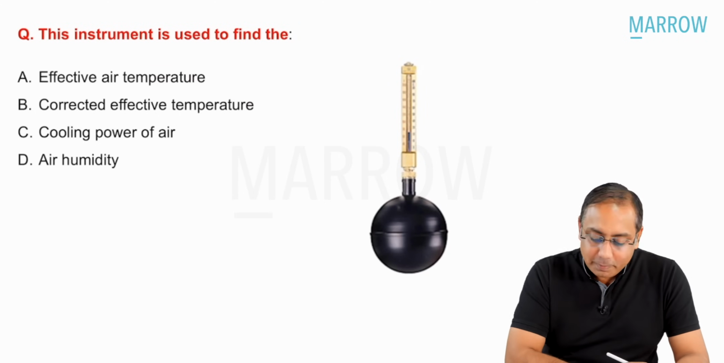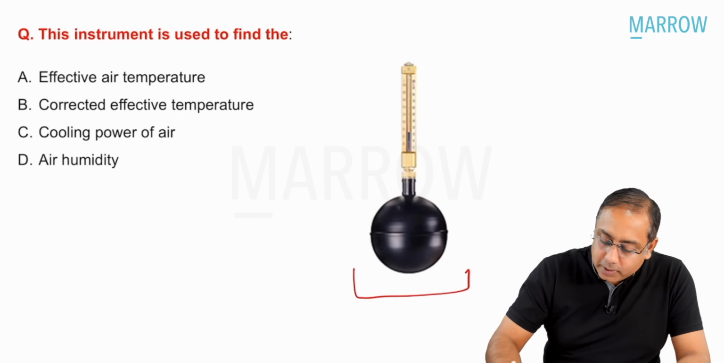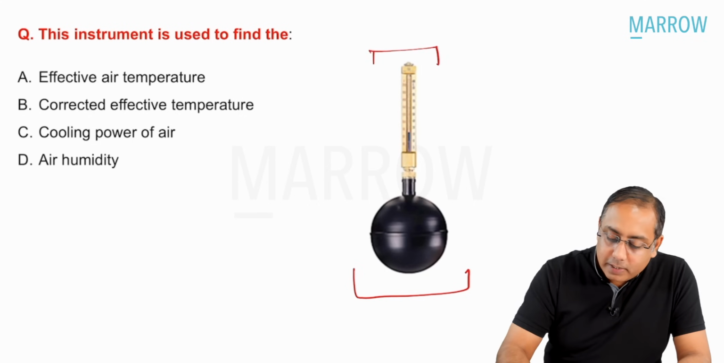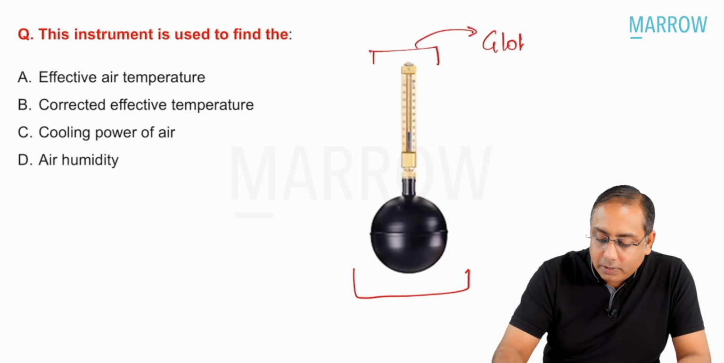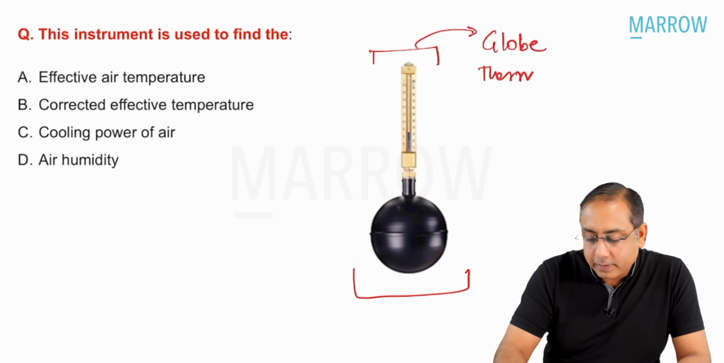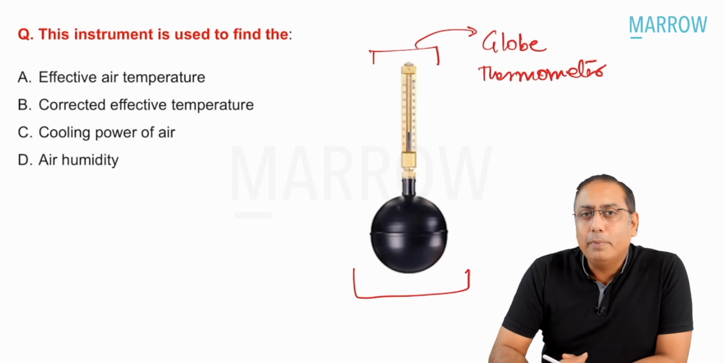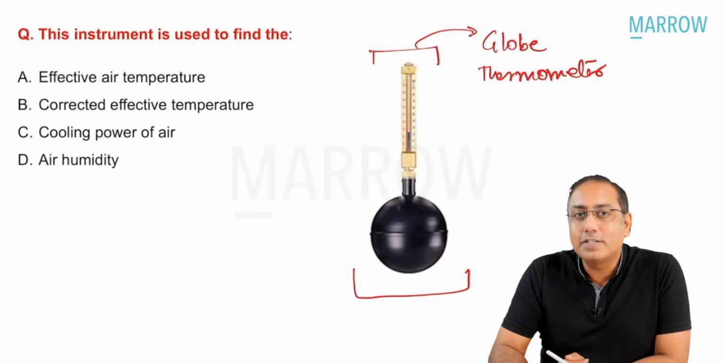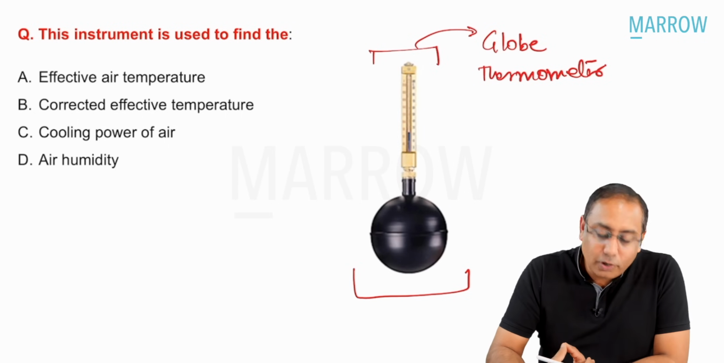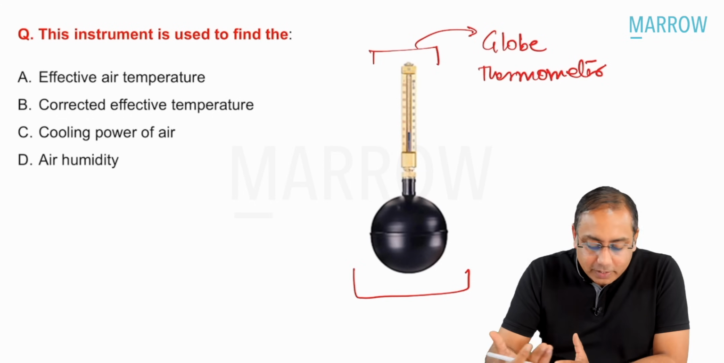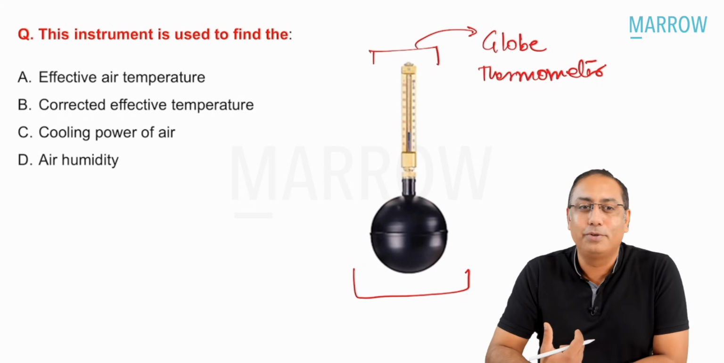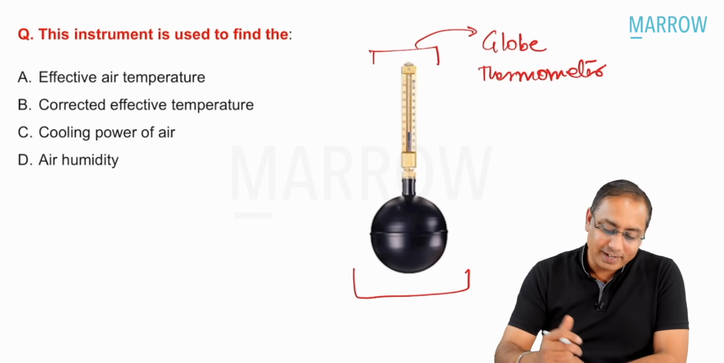Next in line, environment. What is this instrument used for? What do you see here, beta? This instrument is called a globe thermometer. Many students might be thinking that sir has not given the correct options because the answer is not there. The options are effective air temperature, corrected effective temperature, cooling power of air, and air humidity. So which one do you think is the correct answer?